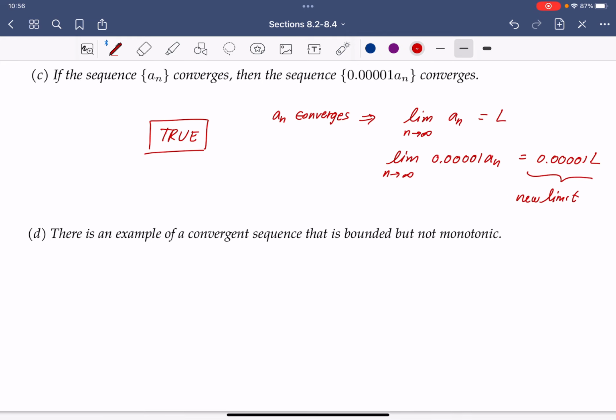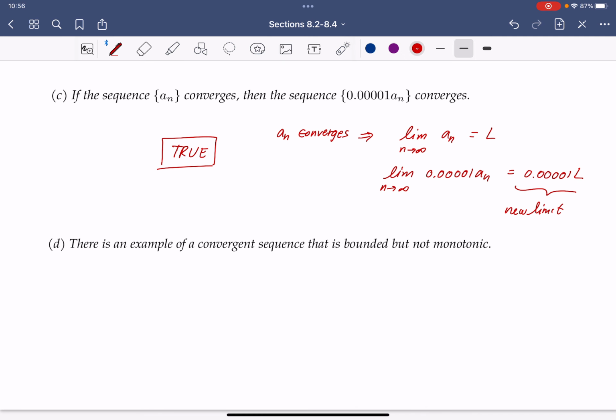So the last one: give an example of a convergent sequence that is bounded but not monotonic. Do you know that there is a sequence that is convergent, bounded as well, but not monotonic? Is there a sequence like that? It must be convergent, bounded but not monotonic. Well, if you are looking for a sequence that is not monotonic, maybe you are thinking of (-1)^n, because it's just -1, 1, -1, 1. This is for sure not monotonic, right?